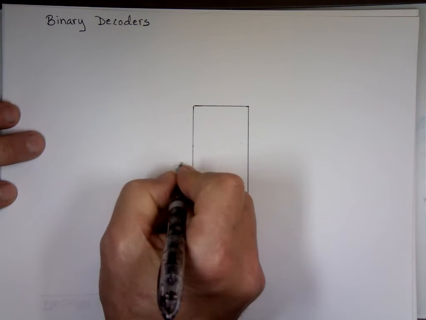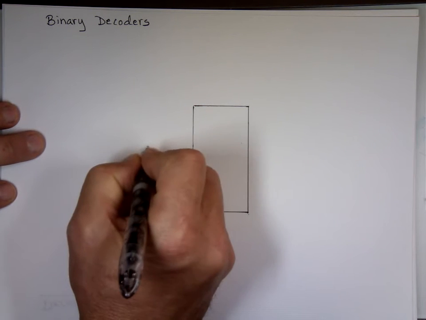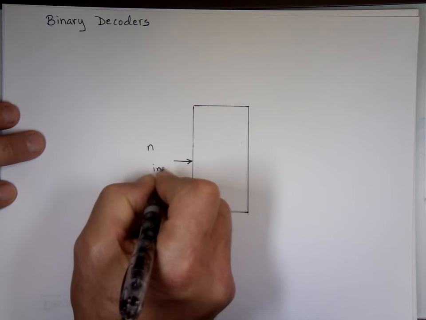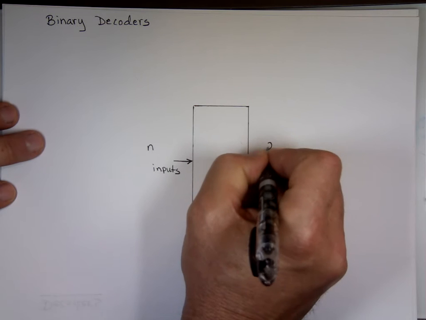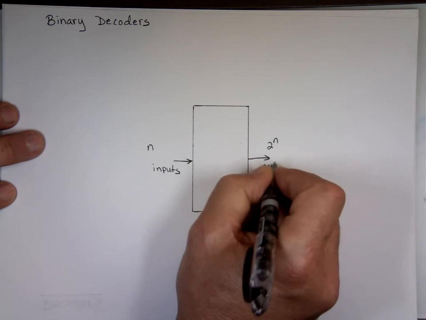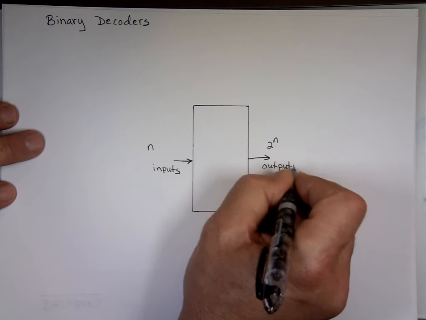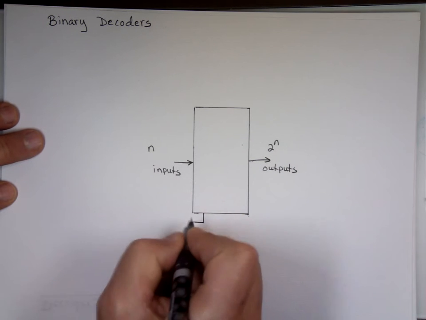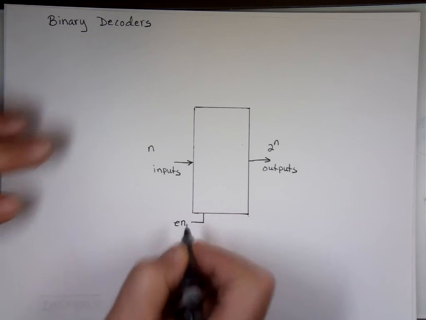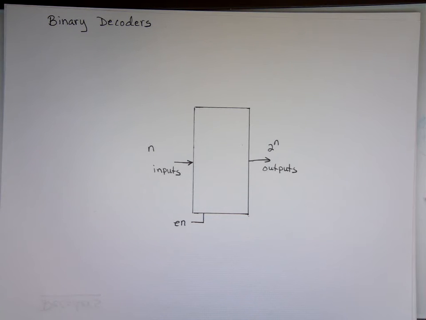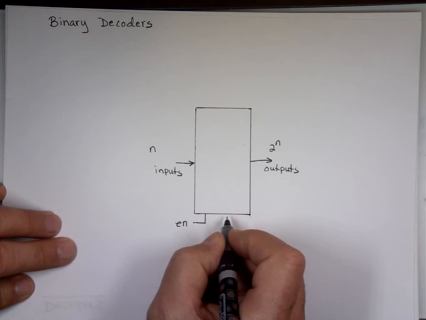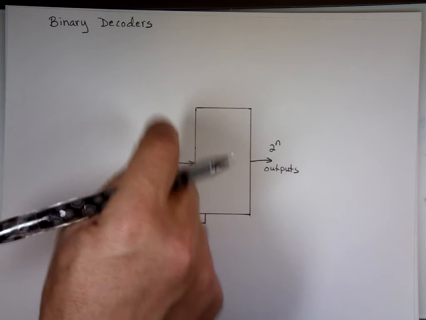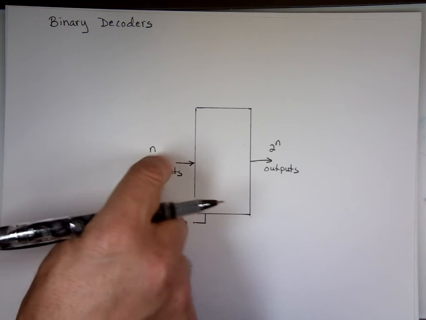It has n inputs. It will have 2 to the n outputs. It will have a chip enable to turn it on and off, make sure it's on or off. And it will have select. Those are the select. The select is what we have right here, the inputs.